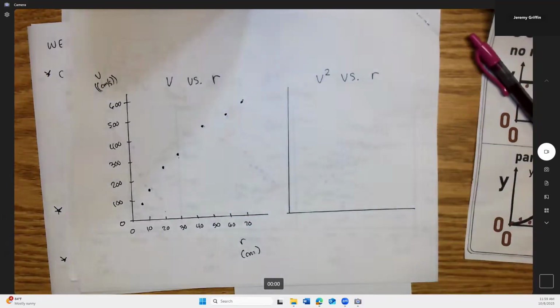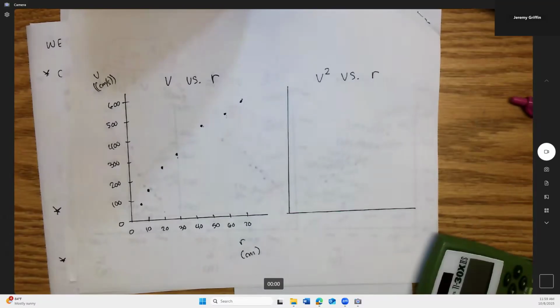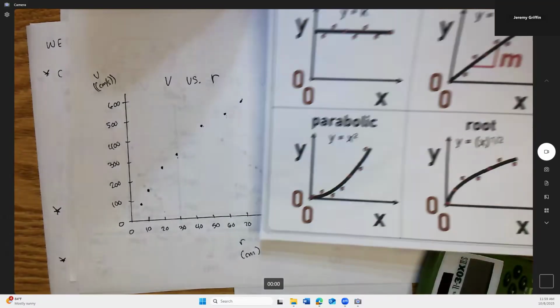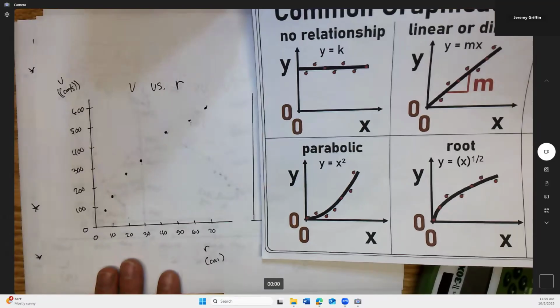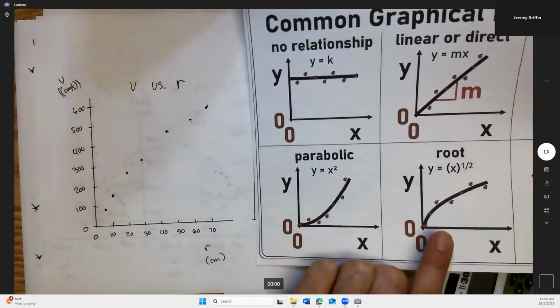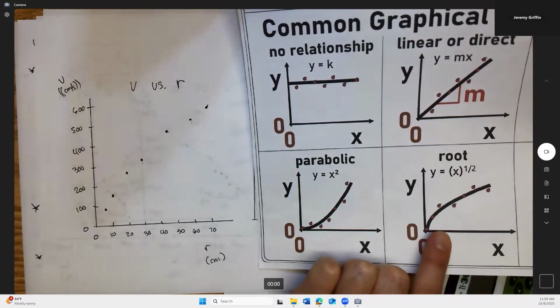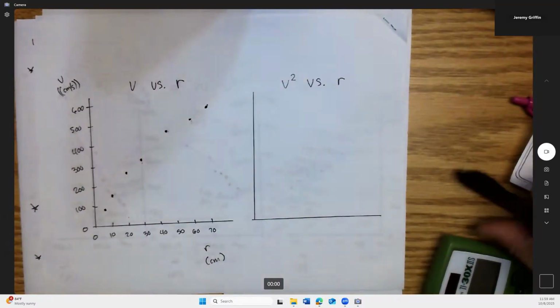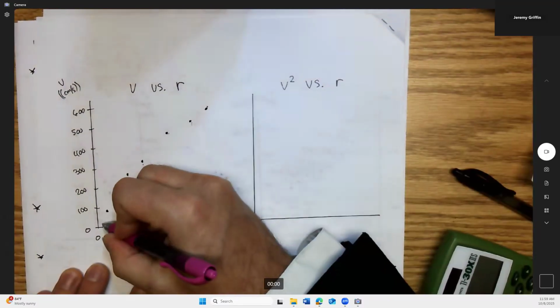Oh, look at that graph. I don't think there's even a question about that. Guys, what is that? Definitely this one right here, isn't it? Yeah, like a sideways parabola, a root. Yeah. All right. Look at that.